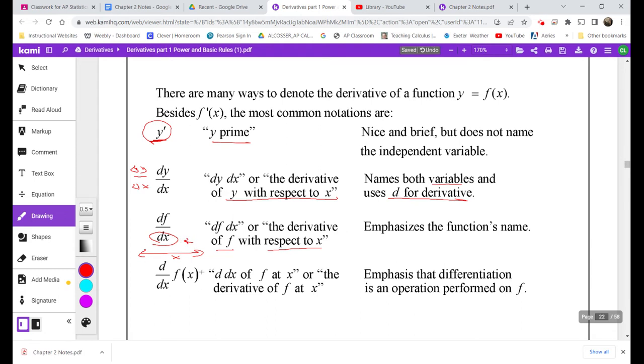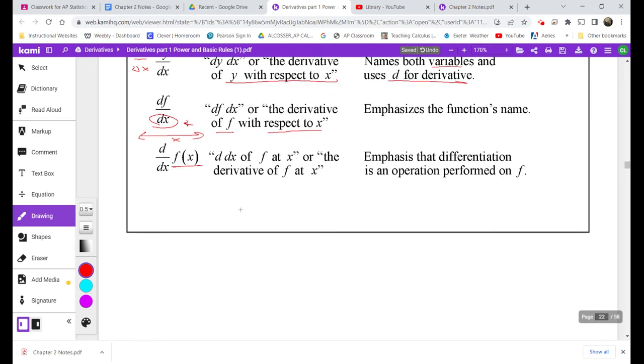We're just looking at some different pieces here, and like this one here, the emphasis is that you're differentiating f of x, basically the derivative of f at x. So all of these mean that we're going to denote finding the derivative of a function. All sorts of different ways to write that thing.